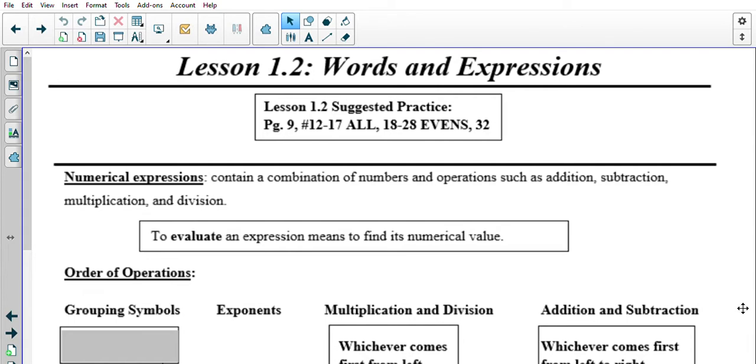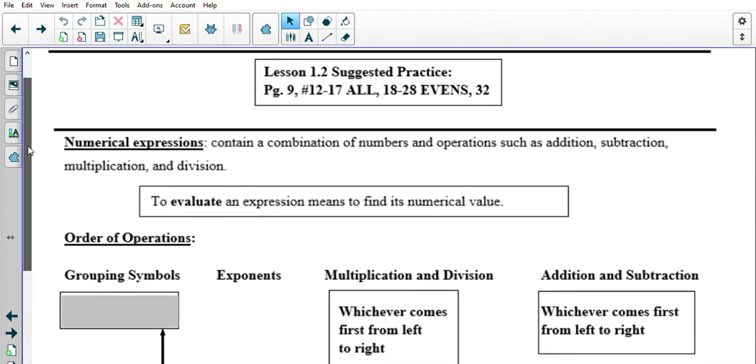Today's video comes from the Numerical Expressions Guided Notes. For Math 7, it should be titled Numerical Expressions. For Pre-Algebra students, it'll be titled Lesson 1.2, Words and Expressions. But they are the same lesson with the same content and same concepts. So we'll begin with some basic definitions.